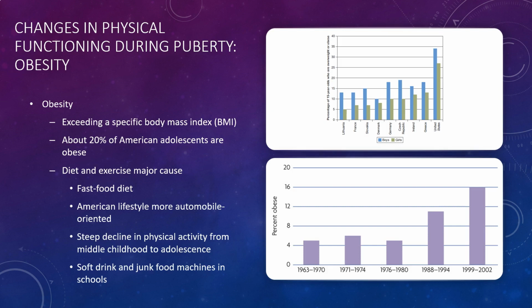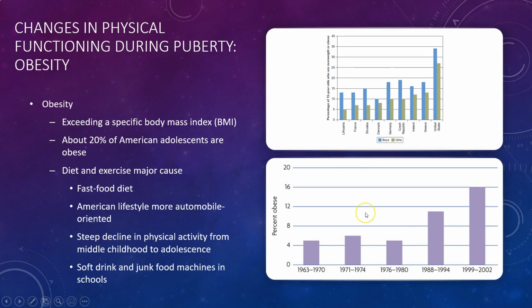All right. One thing to consider during this time is obesity, which is exceeding a specific body mass index, or BMI. And we find about 20% of American adolescents are obese. You could see here, comparing other countries to the United States, boys and girls have a much higher percentage of 15-year-olds who are overweight or obese. And you can also see that this has changed over time, with an increase in obesity over time.